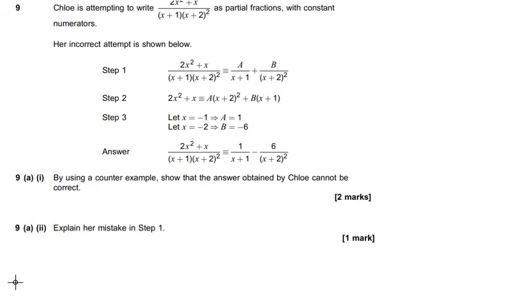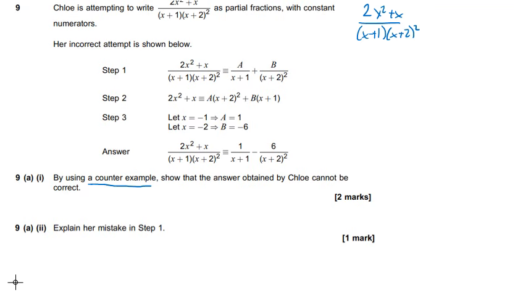Right, question 9. Oh, I've cut the top of the question off. Sorry about that. So Chloe is attempting to write (2x squared plus x) over (x plus 1)(x plus 2) squared as partial fractions. And this is her attempt. So she's done something wrong. And part A1 says use a counterexample to show that that can't be correct.